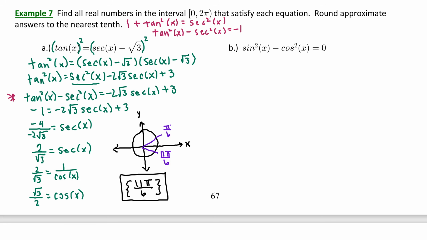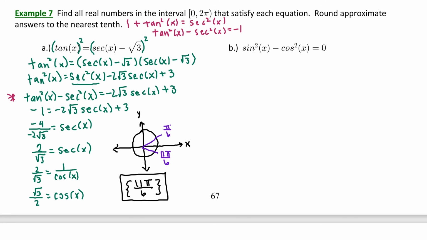Sine squared of x minus cosine squared of x equals 0. The problem with this equation is that we have two different trig functions. We should attempt to express this in a single trig function. Now, there's a couple of ways that we could go about doing this. First of all, you could recognize that sine squared of x minus cosine squared of x is related to our double angle identity, right? We could rewrite that as negative cosine of 2x.